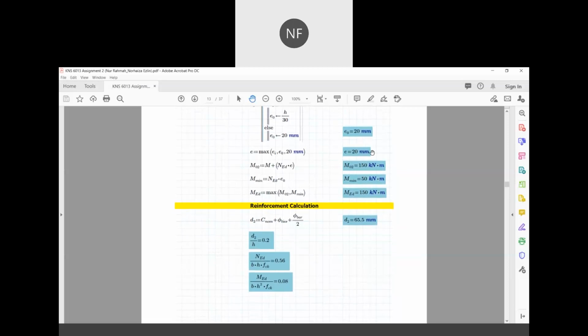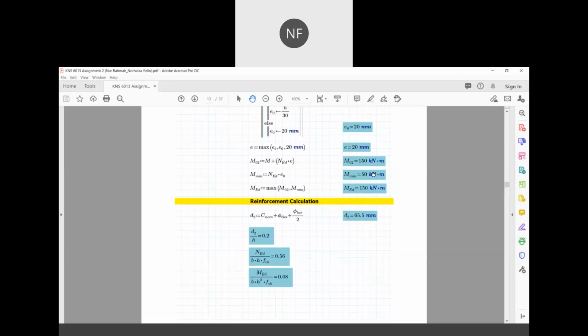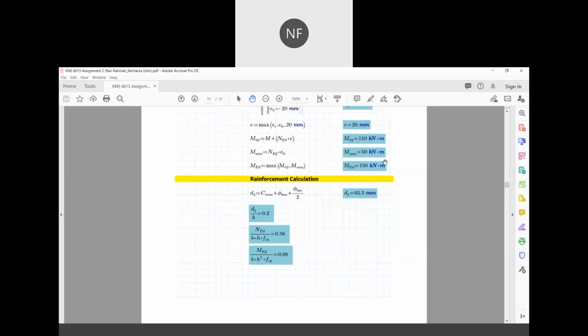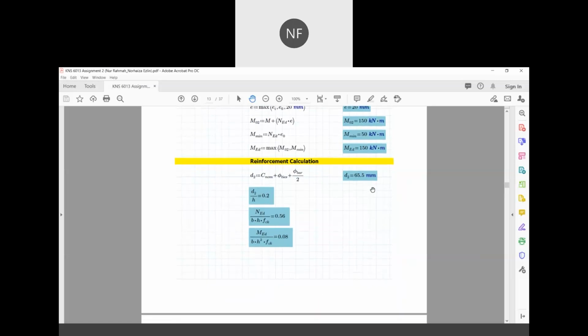So we're going to substitute the eccentricity value equal to 20 mm into the calculation of M02, which is equal to bending moment plus the axial load multiplied with the eccentricity. So the M02 is equal to 150 kilonewton meter, whereas the minimum bending moment is equal to 50 kilonewton meters. We choose the maximum number between those two, where the design moment is equal to 150 kilonewton meter.